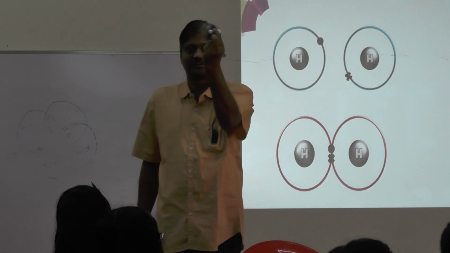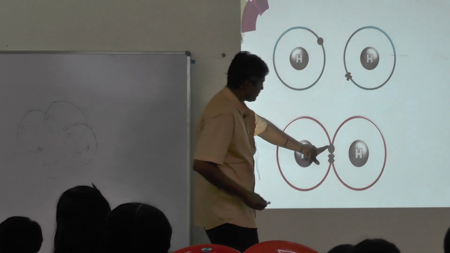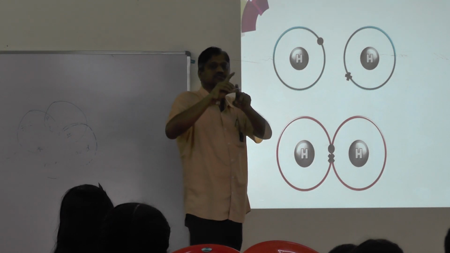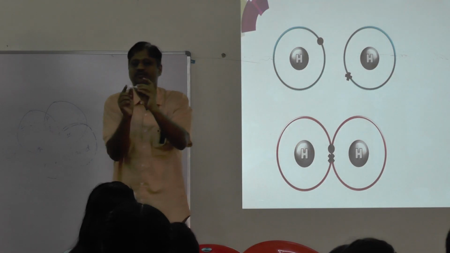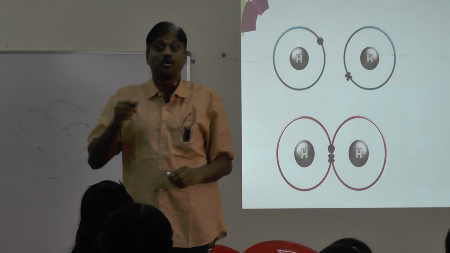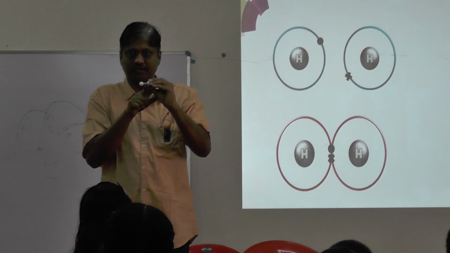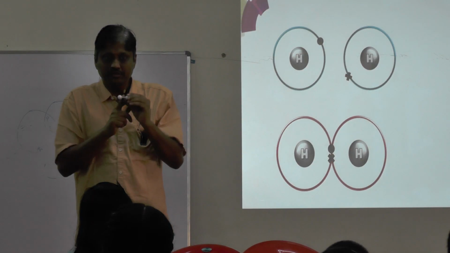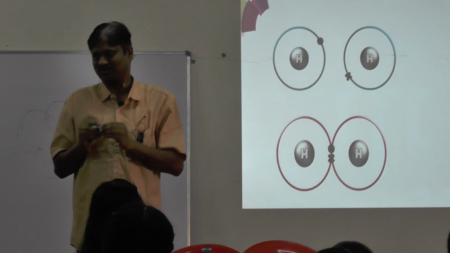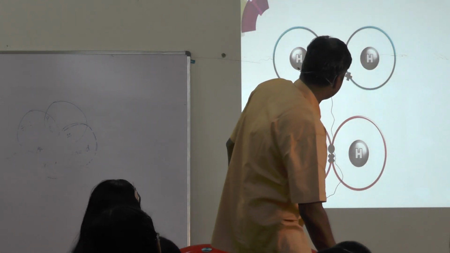These 2 electrons are bonded. This electron is responsible for this bonding. This is a proton, like that you can say, atom. So this subatomic particle, the electron, is responsible for bonding. Why are they bonding? To complete the octet rule. Clear?